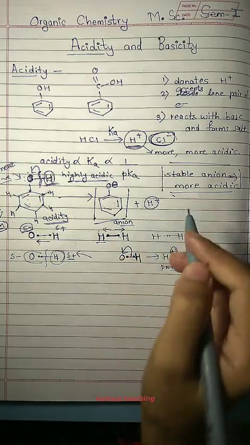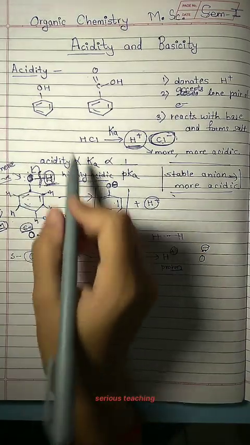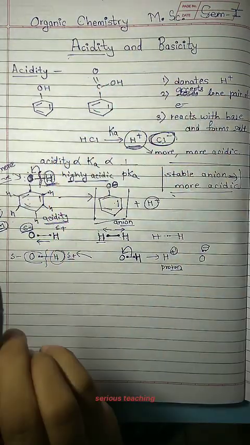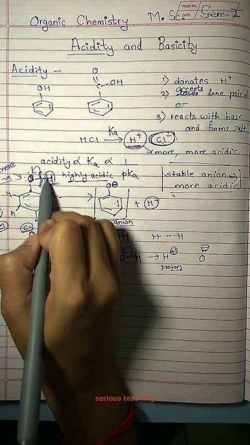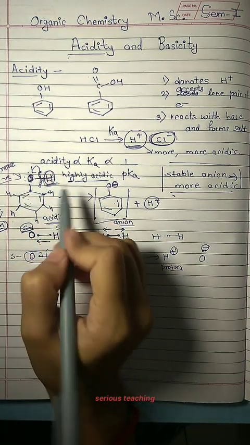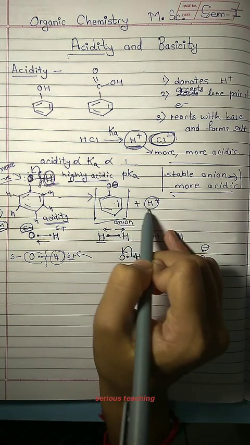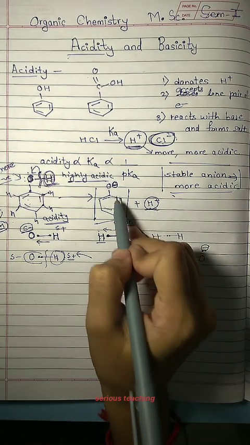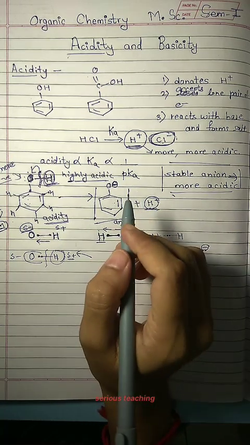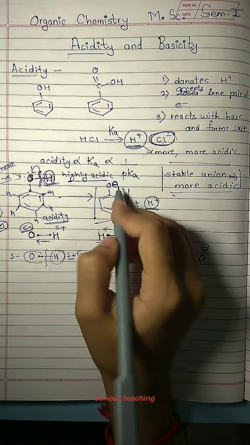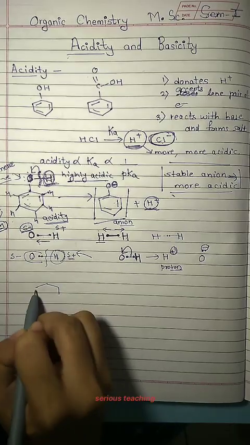So simply what we have to do, whenever we are checking acidity or strength of acidity, we have to first break the bond of any compound with hydrogen, acidic hydrogen. And after removal of H plus, we will have to check the stability of the conjugate base form. This is called the conjugate base. Okay. So now how can we check the stability?